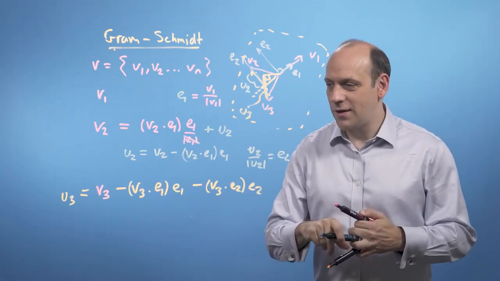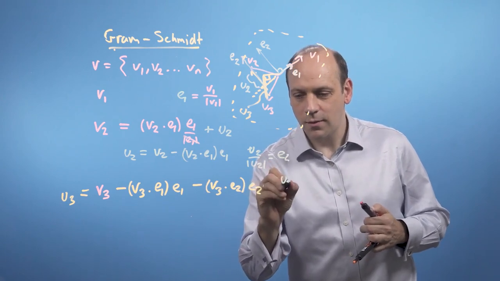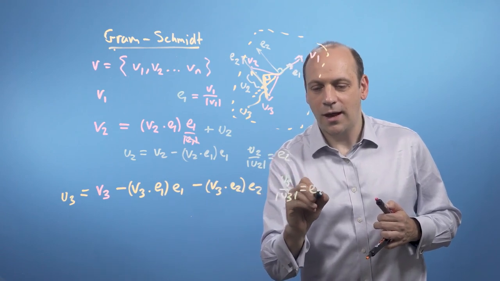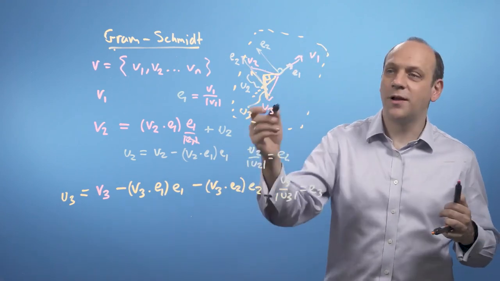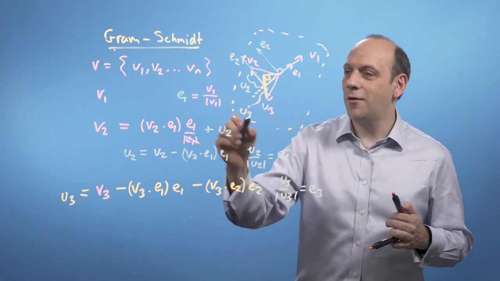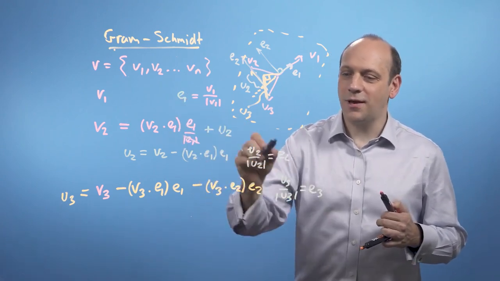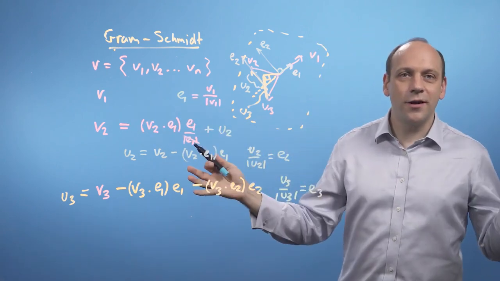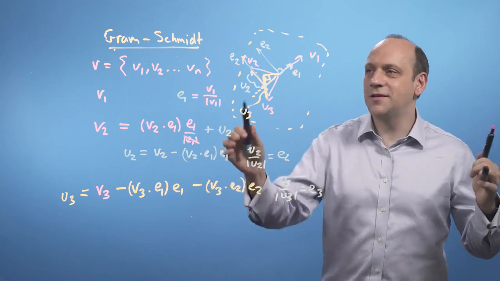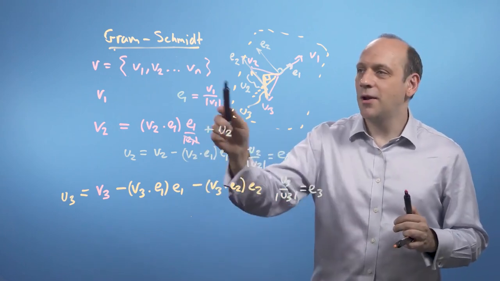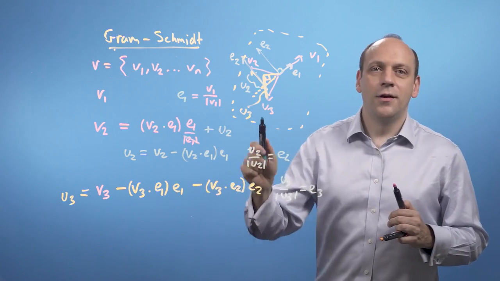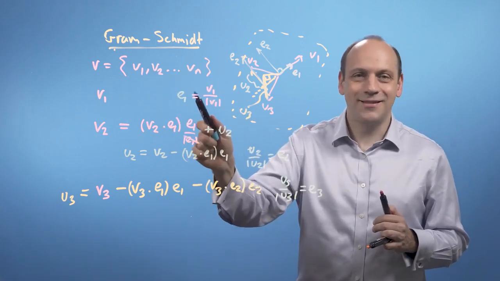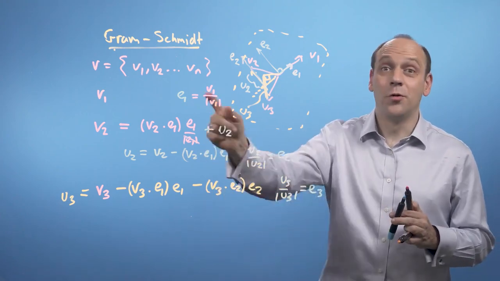And then if I normalize u3, divide by the length of u3, then I'll have a unit vector which is normal to the plane, normal to the other two. So now I've got an orthonormal basis of E1, E2, E3. And I can keep on going through all the vn until I've got enough orthonormal basis vectors to complete the set and span the space that I originally had. But I've gone from a bunch of awkward, non-orthogonal, non-unit vectors to a bunch of nice orthogonal unit vectors, an orthonormal basis set.